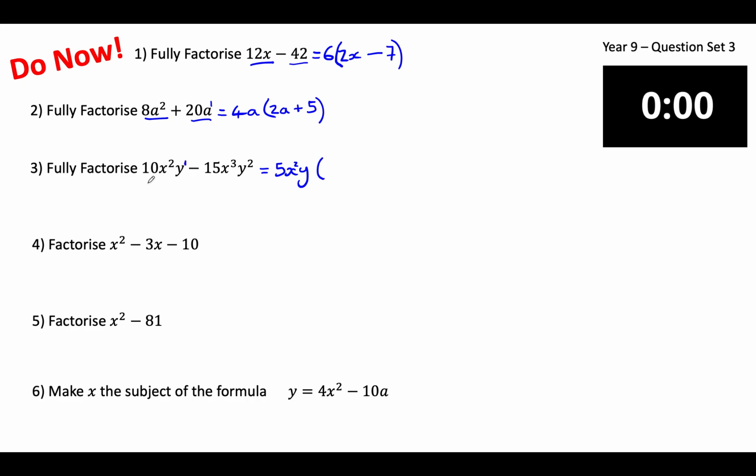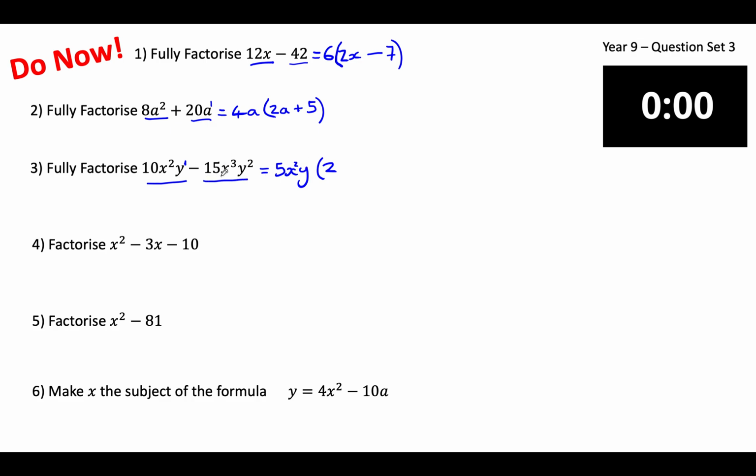Then let's make 10x squared y, starting with 5x squared y. Well, 5 times 2 makes 10. I need x squared, and I've already got x squared on the outside. I need y to the power of 1, or just y, on the outside, and I've already got that as well. So actually, that's done. Move on to the next bit.